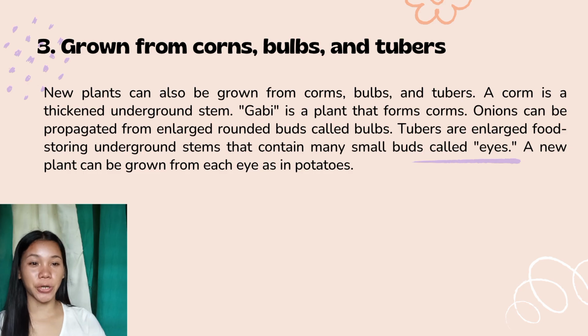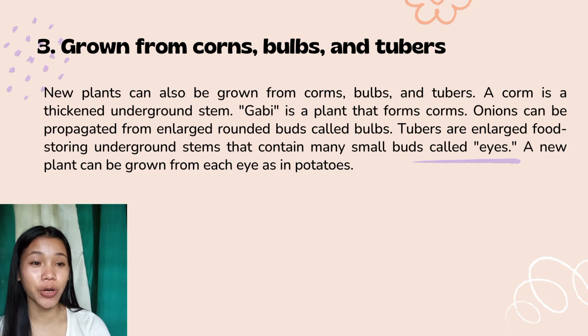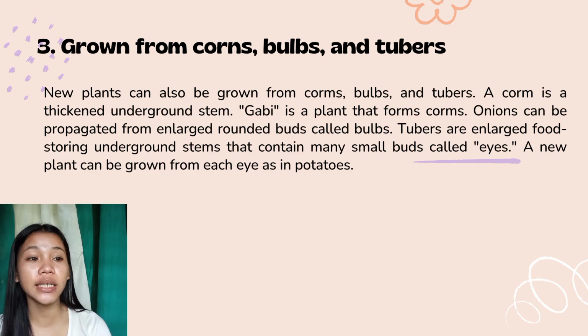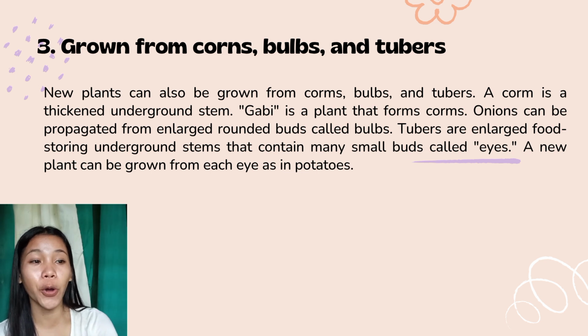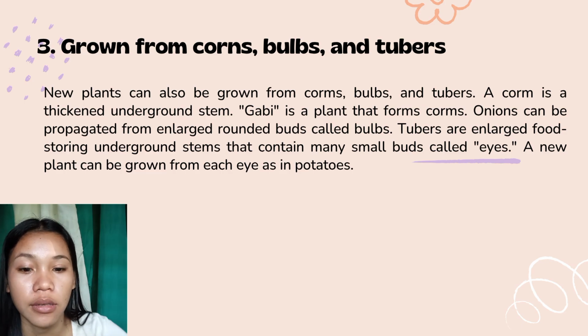Number 3, we have growth from corms, bulbs, and tubers. New plants can also be grown from corms, bulbs, and tubers. A corm is a thickened underground stem. Gabi is a plant that forms corms. Onions can be propagated from enlarged rounded buds called bulbs. Tubers are enlarged food-storing underground stems that contain many small buds called eyes. A new plant can be grown from each eye, as in potatoes.